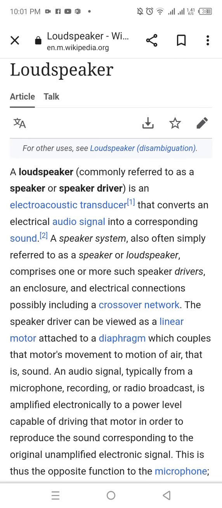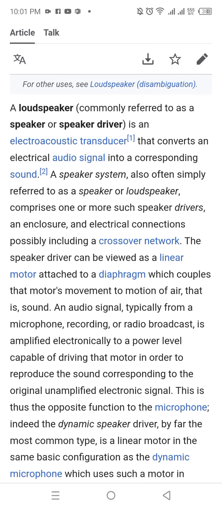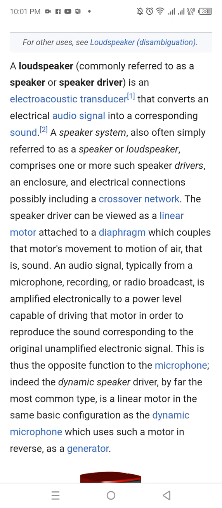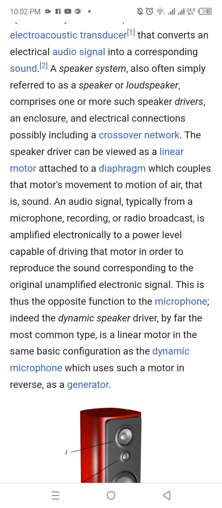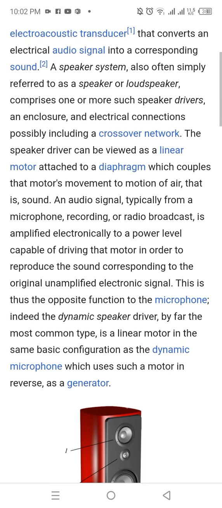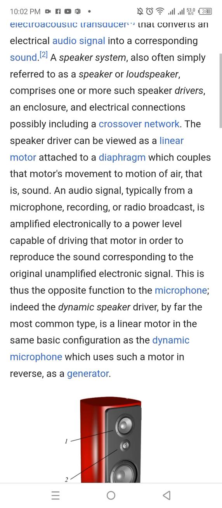A loudspeaker, commonly referred to as the speaker or speaker driver, is an electrotransducer that converts an electrical audio signal into the corresponding sound. A speaker system, also often simply referred to as a speaker or the loudspeaker, comprises one or more such speaker drivers, or includes an electrical connection, possibly including a crossover network.